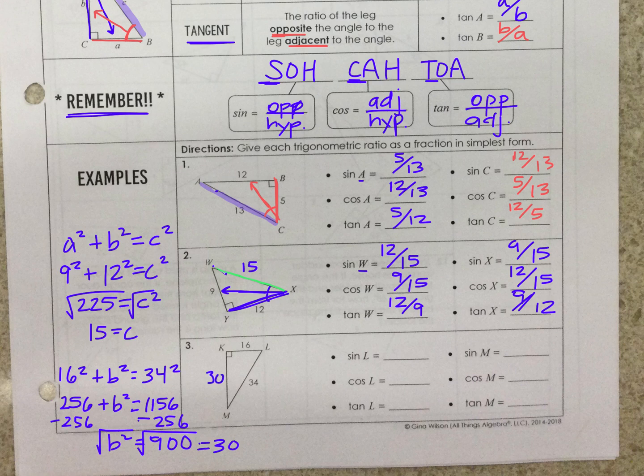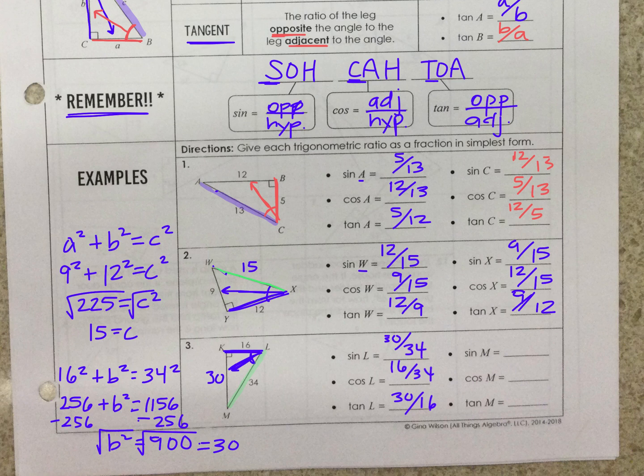Now let's find the sine of L. L's right here. Sine is opposite, so it'll be our 30. That's a 30, just trust me. Over hypotenuse, and our hypotenuse in this one is the LN, so it's 34. The cosine of L, adjacent, 16 over our 34 hypotenuse. The tangent of L is opposite, which is our 30, over that 16, that's our adjacent.